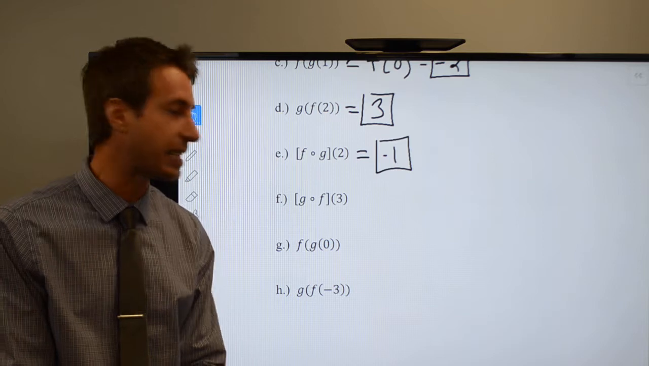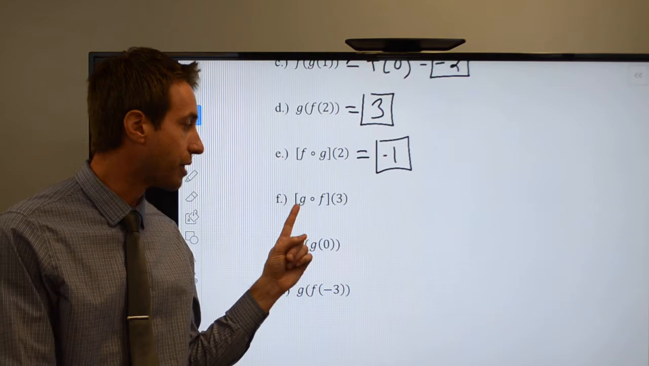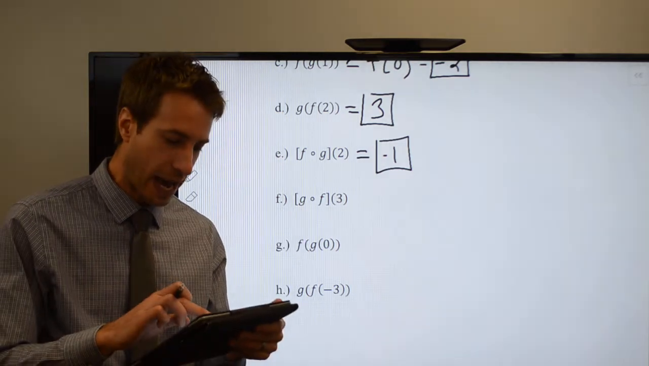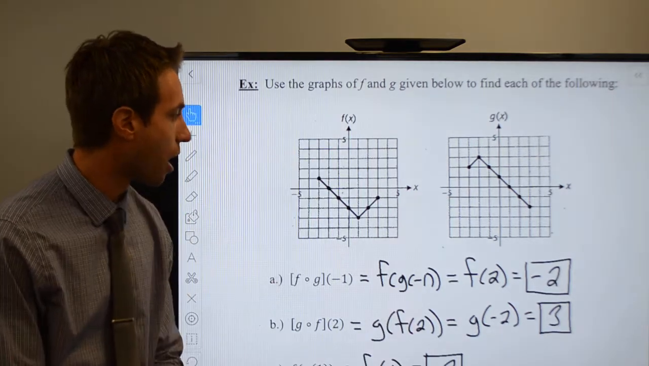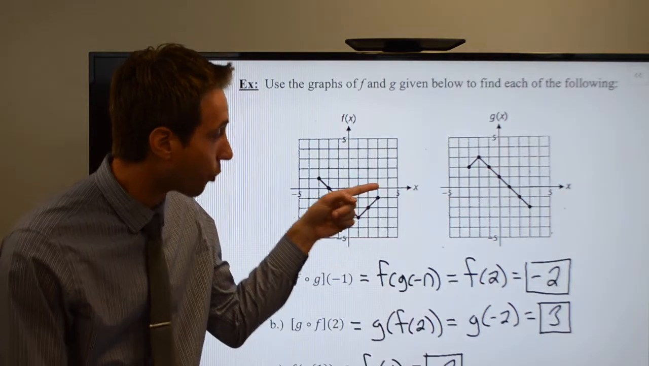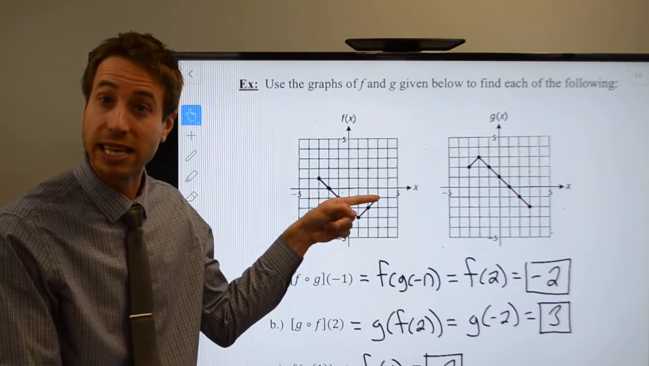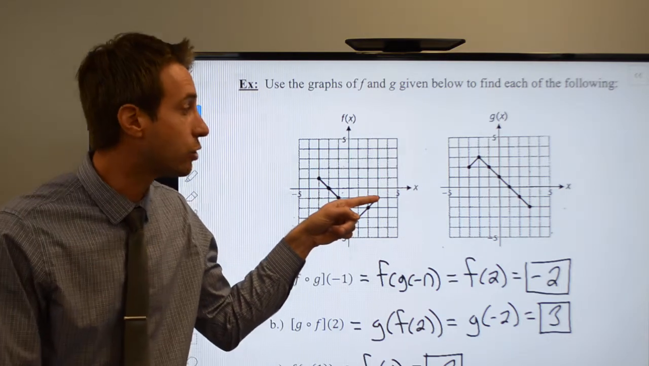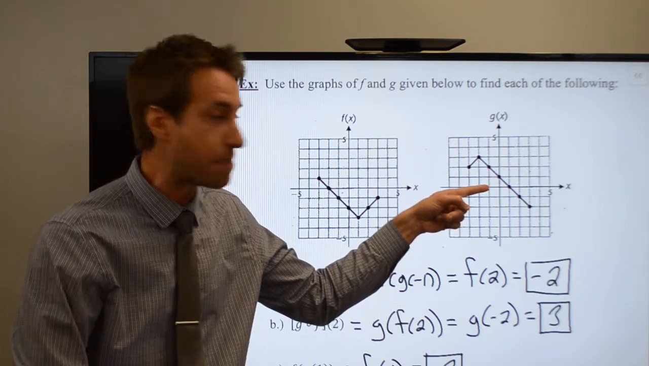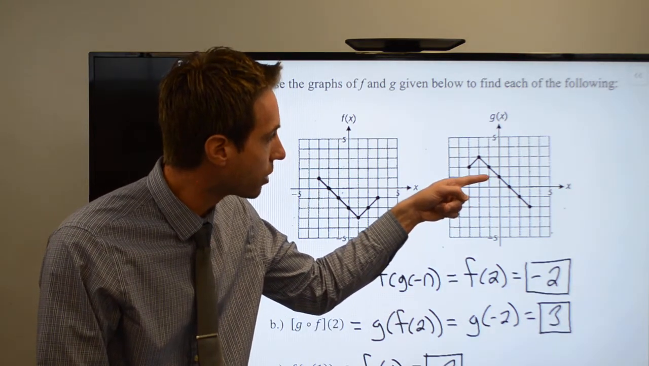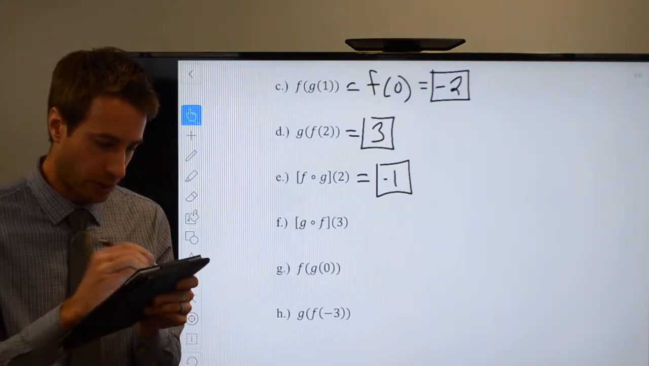You should recognize that this means you're going to plug a 3 into f. Whatever that result is, you'll then plug into g. So let's go ahead and find 3, the domain value of 3 on the graph of f. 1, 2, 3. What does f give me back? Whatever the value of the function is, which in this case is a -1. That now gets plugged into g. So we go to -1. What does g give me back? Well, whatever the value of the function is, +2. So this one's going to be a +2.